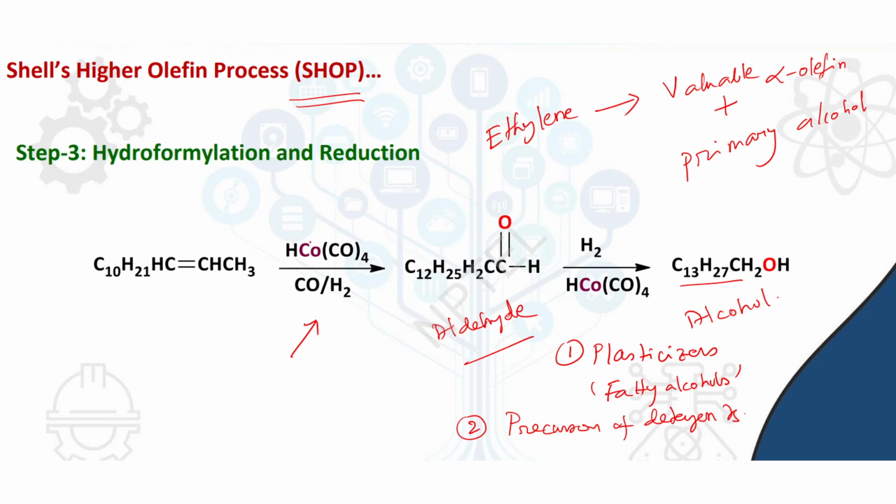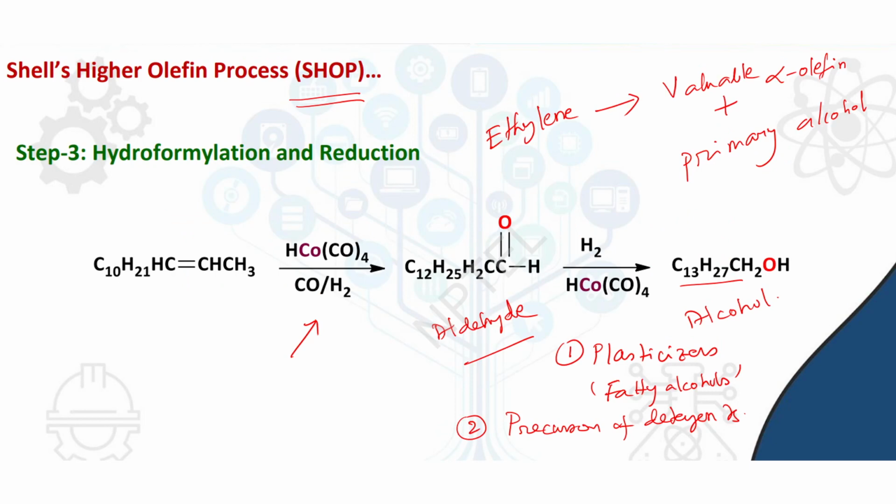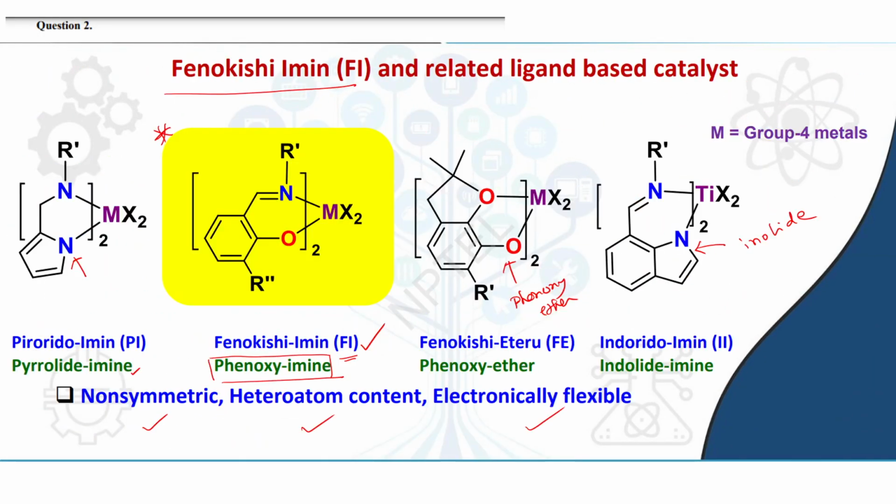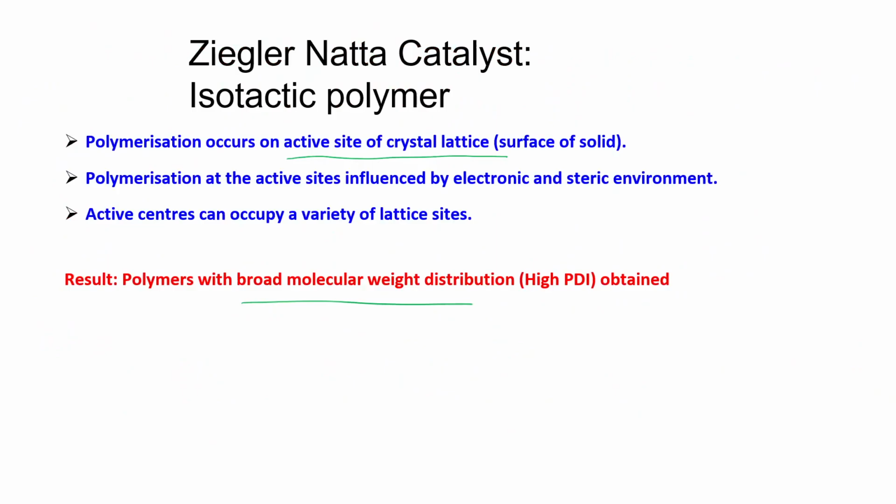Hydroformylation is another one, with cobalt reagents, reaction followed by reduction. With that, you can make this kind of alcohol with a very long chain. So for fatty alcohols, this kind of process is used.